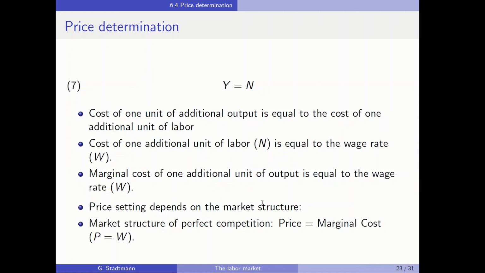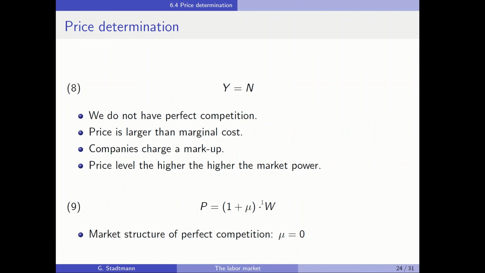But here in Chapter 6, we are assuming that we are not in the market structure of perfect competition. We assume that the price is larger than marginal cost due to the fact that the companies are able to charge a markup. So the companies have some pricing power, they are able to charge a markup so that the price level is higher than the marginal cost. The higher the market power of the companies, the higher the markup, and hence the higher the price level. In case we are in the market structure of perfect competition, the companies have no pricing power at all, so mu will be equal to 0, and then we are once more in the situation where price is equal to marginal cost.